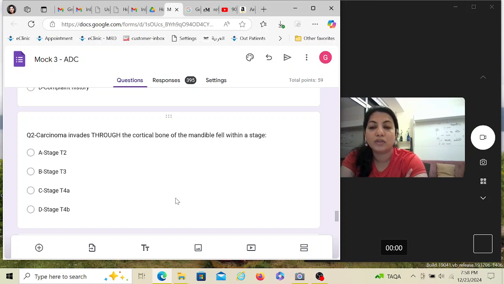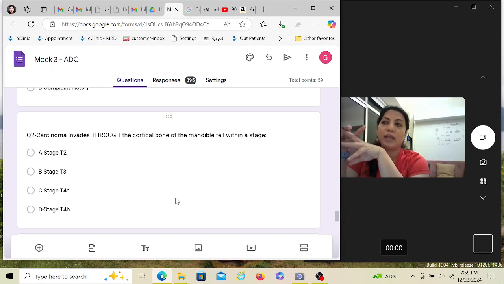Carcinoma invades through the cortical bone of the mandible, which stage does it fall within? Any tumor which is invading from its original site is of course stage 4. Now, what is stage 4A and what is stage 4B? Stage 4A is when the lesion is in close proximity to its own bone. This is the ventral surface of the tongue, mostly the mandibular area. That's why the answer here is T4A.